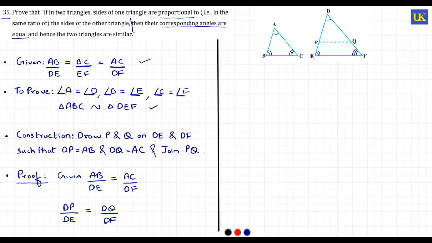Now why I'm changing AB to DP and AC to DQ is because in the construction itself we have written that DP is equal to AB and DQ is equal to AC. So if you write AB or if you write DP, it is one and the same, and if you write AC or if you write DQ, it is one and the same. So AB I have replaced with DP and AC I have replaced with DQ. Here we can say that, by construction.